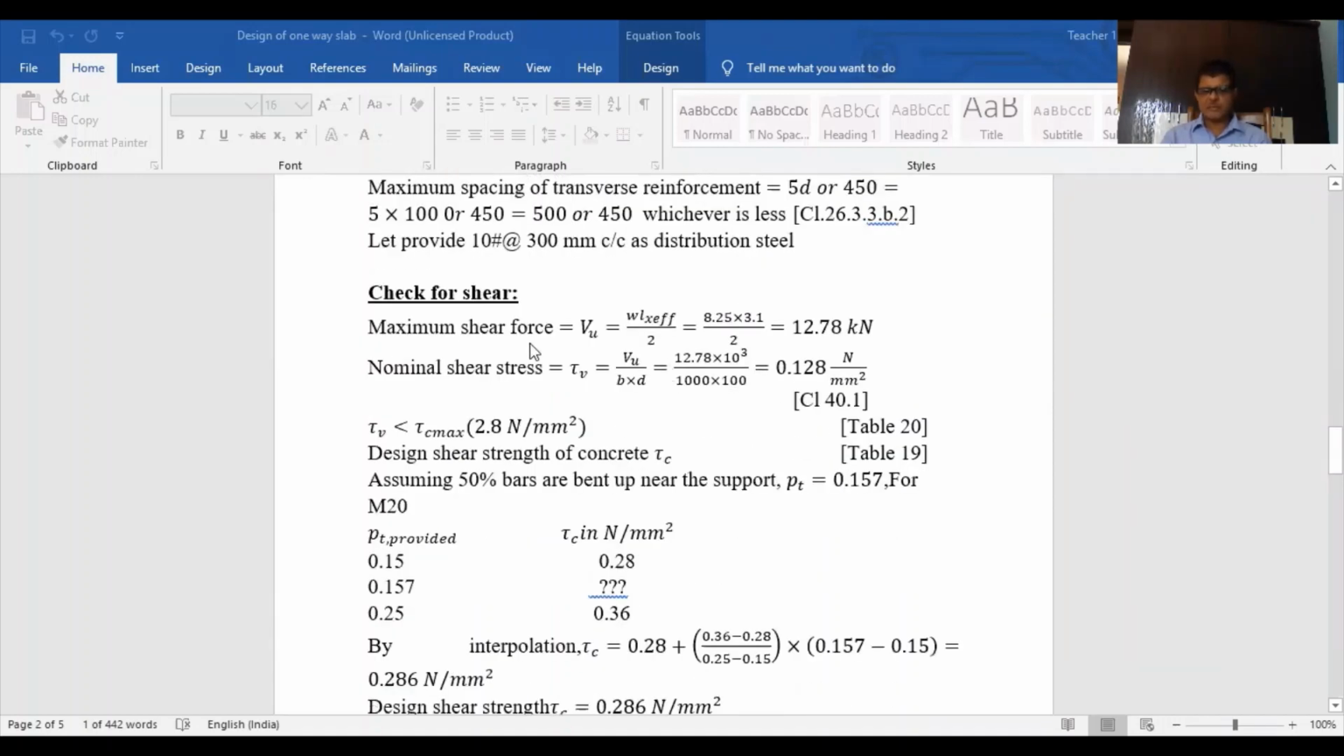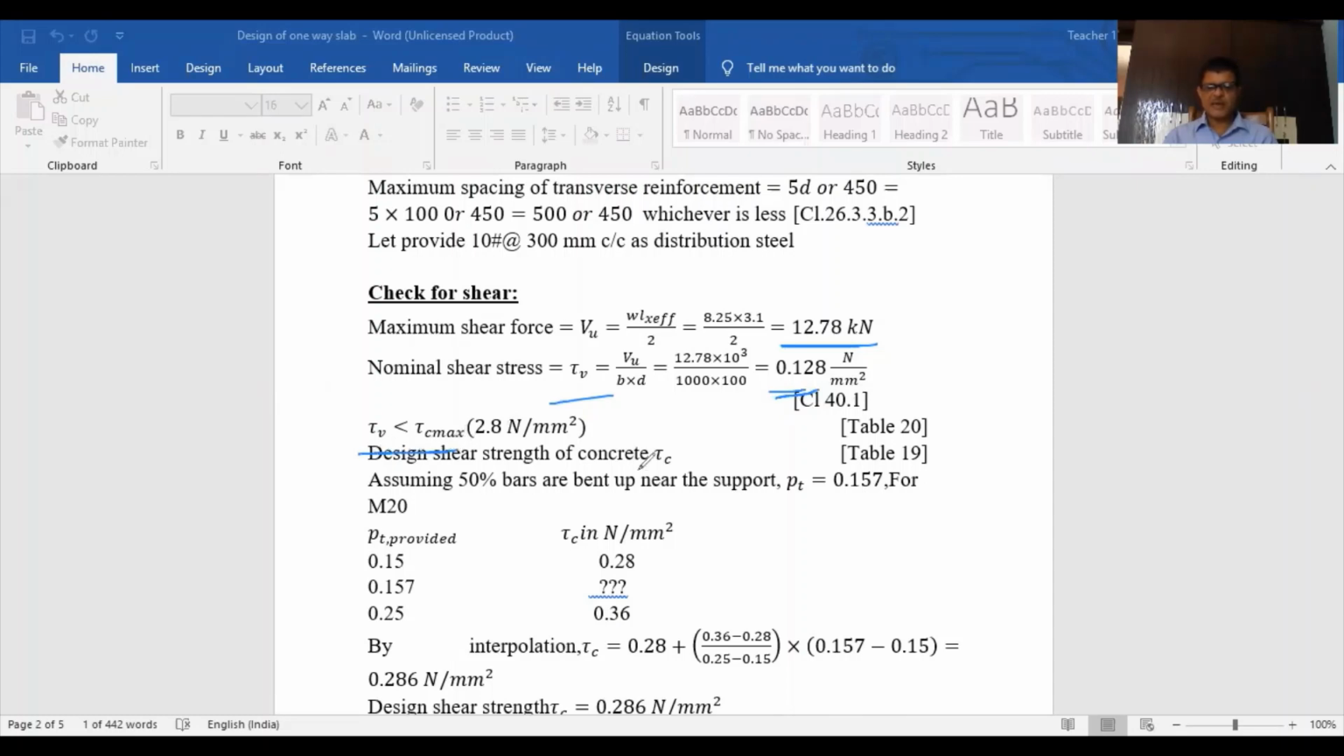Now we'll check for shear. The similar thing we have discussed in clause number 40 in page number 72 and 73. Go to your code, page number 72 and 73. You will find that VU is equal to WL effective by 2, as we discussed earlier. So you will find it is coming 12.78 kilonewton. Then find tau V, it is coming 0.1812 Newton per millimeter square, clause 40.1, and again it is less than tau C maximum.